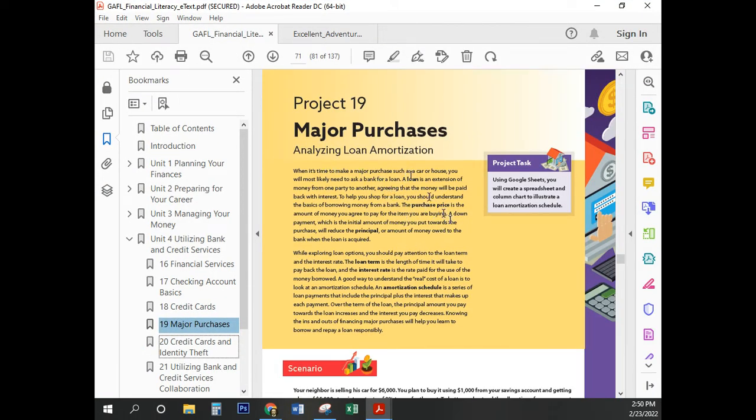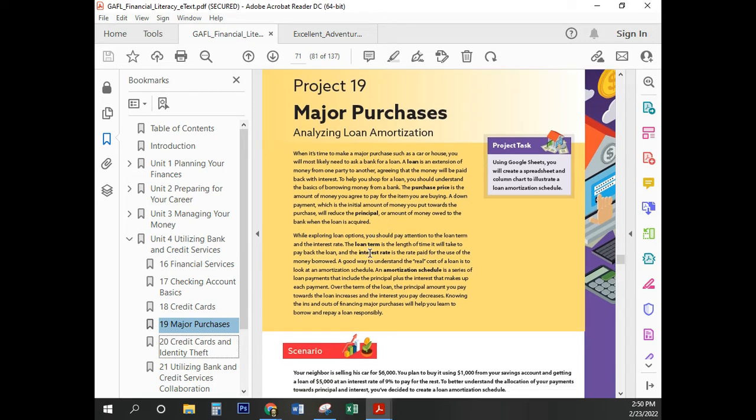A loan, an extension of money from one party, in that case, one person or organization, that's what they mean by party, to another. We're going to be paid back with interest. The purchase price, the amount that something costs that you agree to pay when buying it. The amount that you borrow to buy was the principal. Not always the same. And we'll do that today. Loan term, the amount of time it takes to pay it back. Interest, we've talked about interest before. Interest is the money paid to borrow money. And fundamentally, that's the same as I've got there.